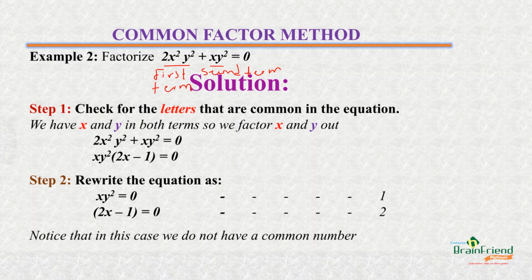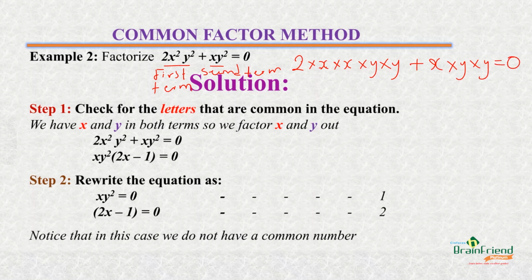So by expanding this on the first term, we have 2 times x times x times y plus x times y is equal to 0.